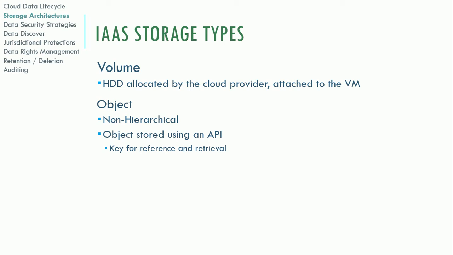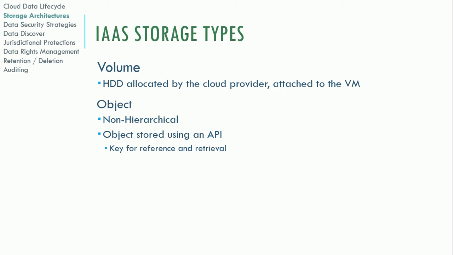So with infrastructure as a service, if you recall, the most common way to utilize infrastructure as a service is having virtual machines in the cloud. If you have a virtual machine in the cloud, the primary way that you're going to store data is to have some kind of hard drive, or something that appears to be a hard drive, allocated to you by the cloud service provider and attached directly to the VM. And you'll manage that like any other file system.